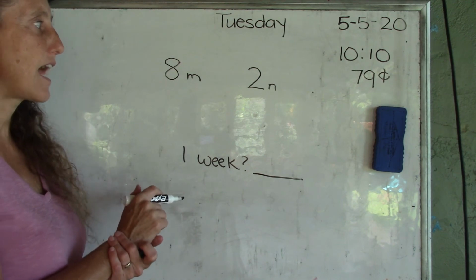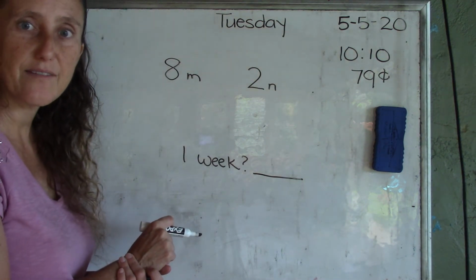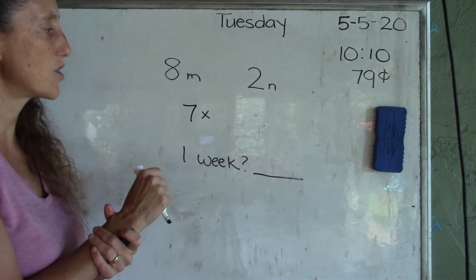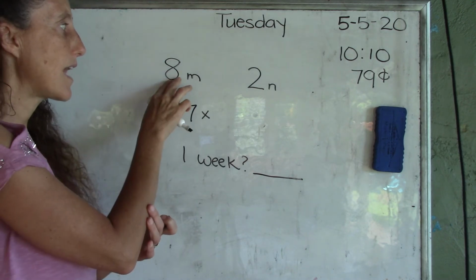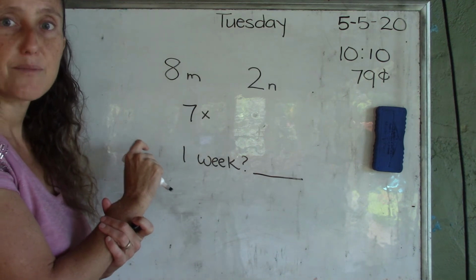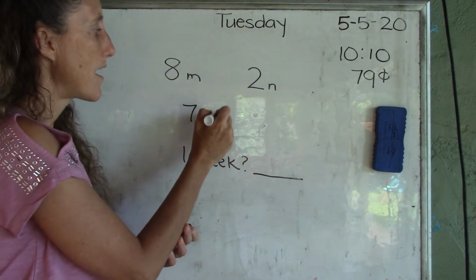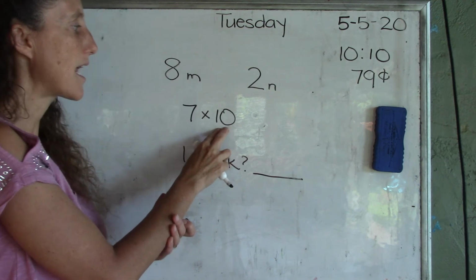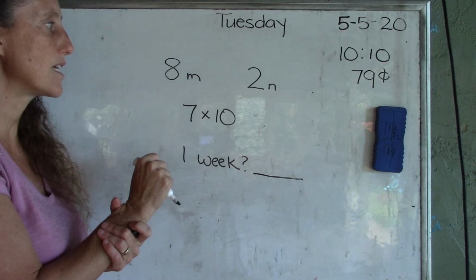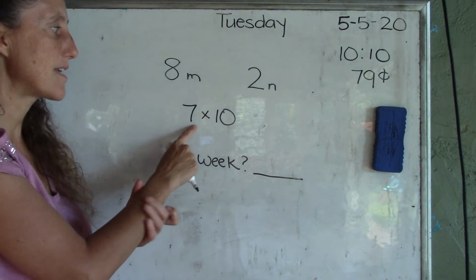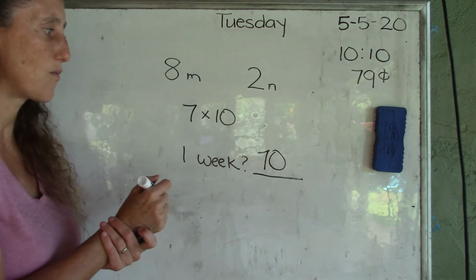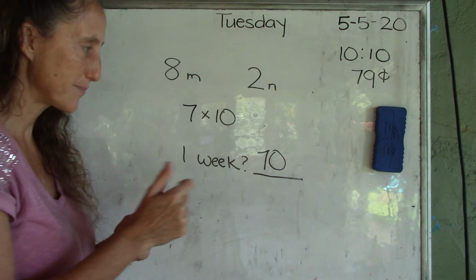Well, first of all, how many days are in a week? 7. So we're going to times 7 times how many pages you read every day. Well, you read 8 in the morning and 2 at night. What's 8 plus 2? 8 plus 2 is 10. So you would read 10 pages a day times 7 days. So how many would you read in 1 week? What's 7 times 10? 70. So you'd read 70 pages in 1 week if you were doing that.